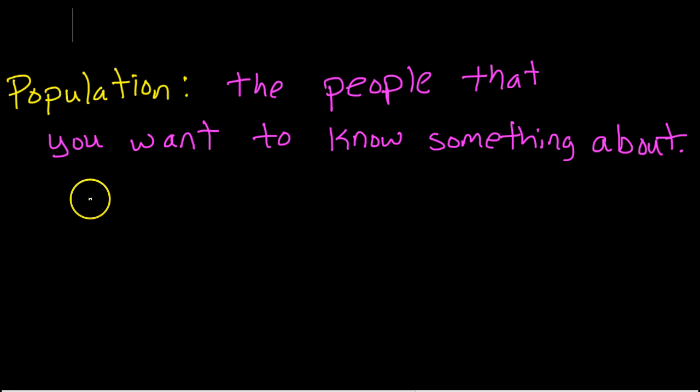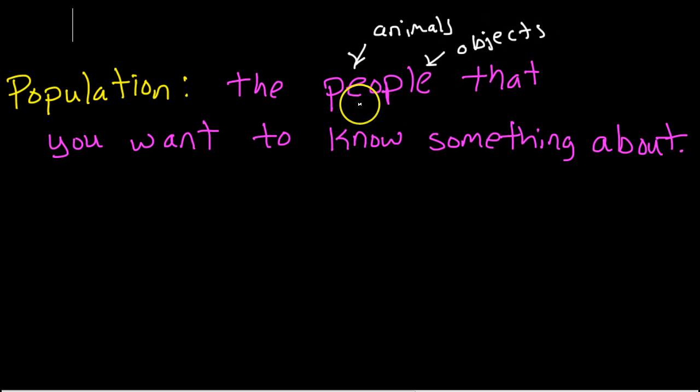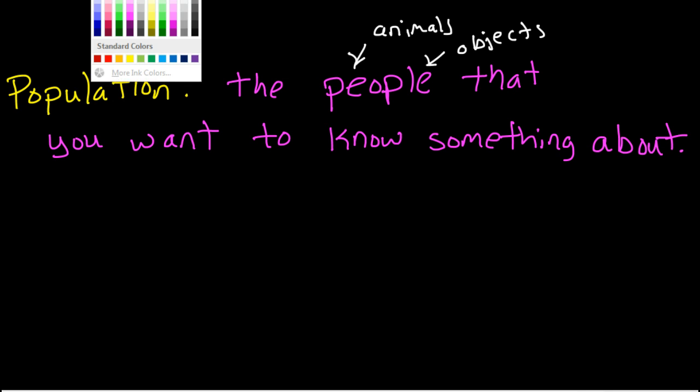Alright, as we begin to talk about populations and samples, understand that a population is the group of people that you want to know something about. Of course, it doesn't have to be people, could be animals, or even objects. But still, you get the idea. It's the set of people or animals or objects or whatever that you want to know something about. We'll come back to that in a second.